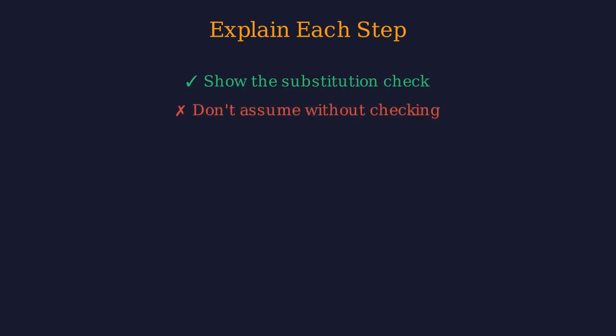Important. Explain why each backward step is valid. Saying I divided by x minus 3 is fine if you showed x equals 3 is a root. Don't just state the factor without the substitution check because that looks like circular working. Show the check, then show the division. That keeps your work watertight for the examiner.